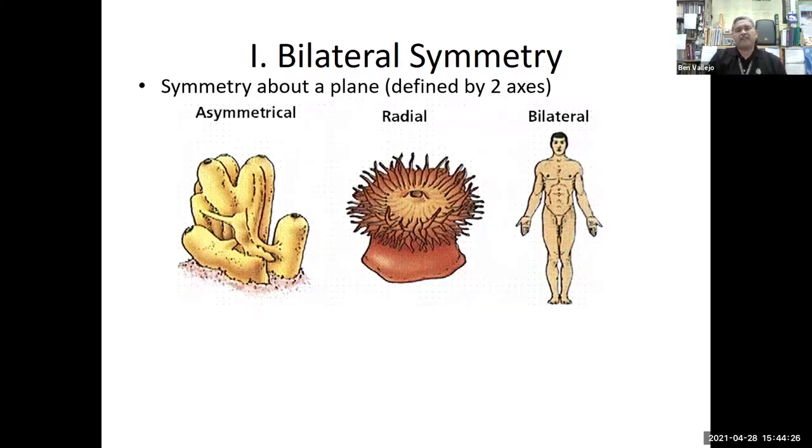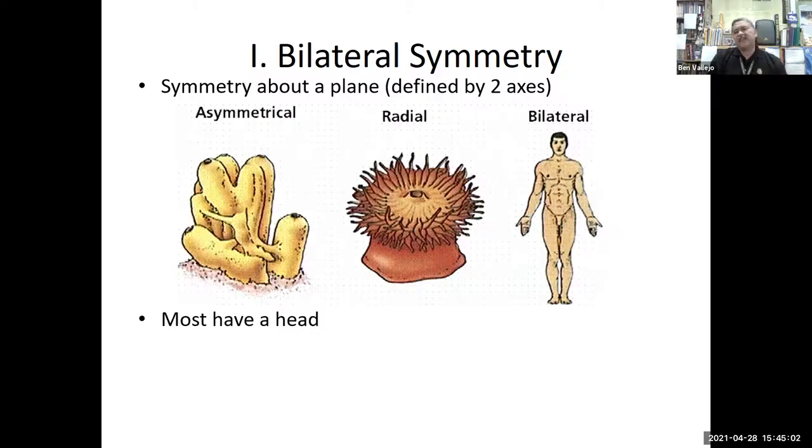Now remember, bilateral symmetry, we learned before, is symmetry about a plane. So if you have bilateral symmetry, then along this center plane, you have symmetry. I have two ears, I have two eyes, I have two nostrils, I have two arms, I have two hands. So that's symmetrical down the middle plane. That's bilateral symmetry. Bi, like a bicycle, means two. Lateral means off to the sides, two sides.